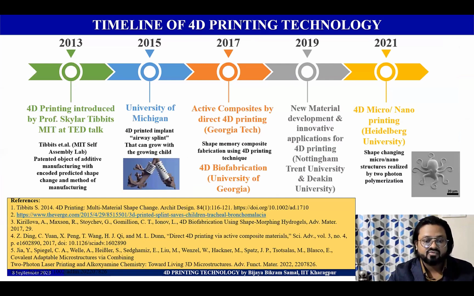Now coming to the timeline of 4D printing. 4D printing started in 2013 by Professor Skylar Tibbits of MIT Self-Assembly Lab. Then from that year, a lot of development has been done at various universities worldwide. Here we can see a 4D printed implant, an airway splint that can grow with the growing child. Apart from that, recently there is a lot of development in 4D micro and nano printing.